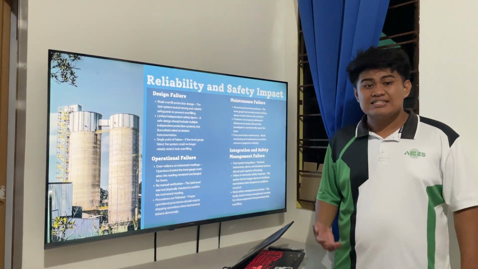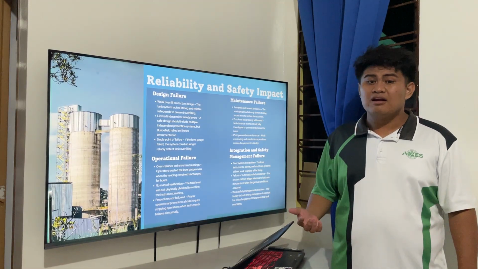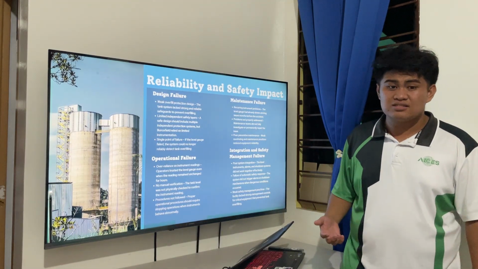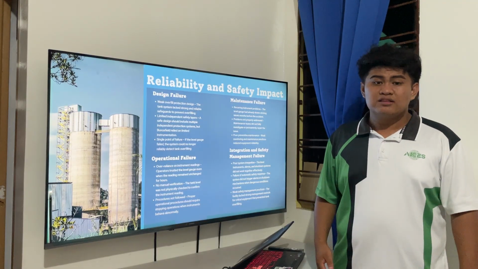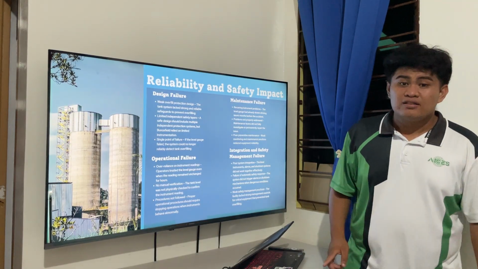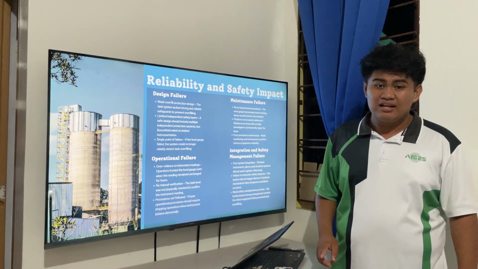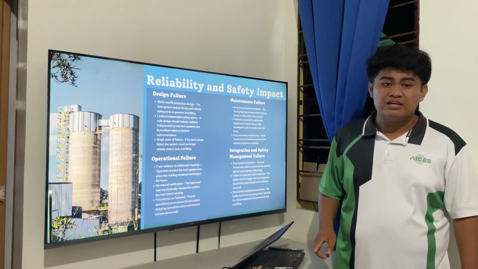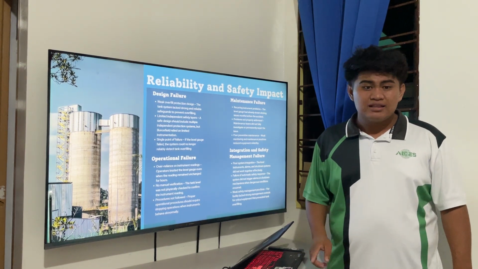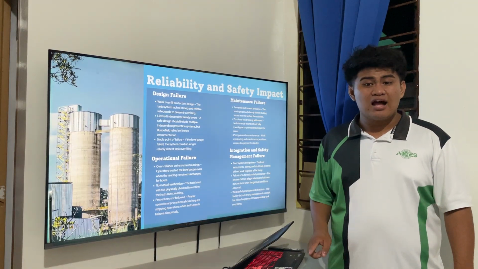So, this slide explains the main reliability and safety failures that contributed to the Buncefield incident. First, there was a design failure. The fuel storage system had weak overfill protection and limited independent safety layers. This created a single point of failure, meaning if the level gauge stopped working, the system could not reliably detect when the tank was full.